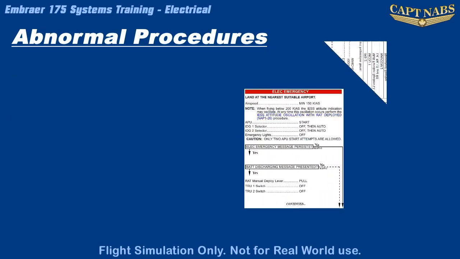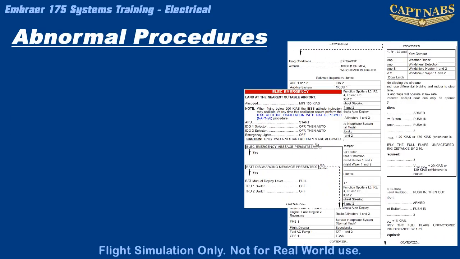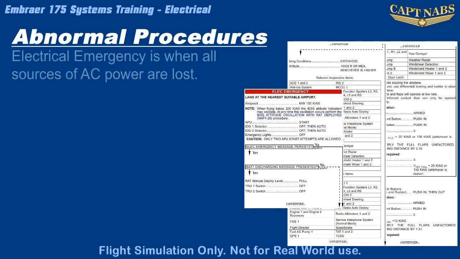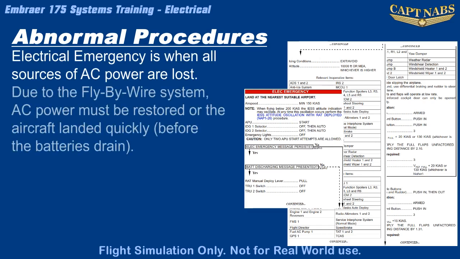The final and most complex abnormal involving the electrical system is the electrical emergency, which indicates that all AC generators have gone offline. Due to the fly-by-wire system used on this aircraft, maintaining electrical power is critical to continued operation, so the total loss of all electrical power is a long and complex emergency.